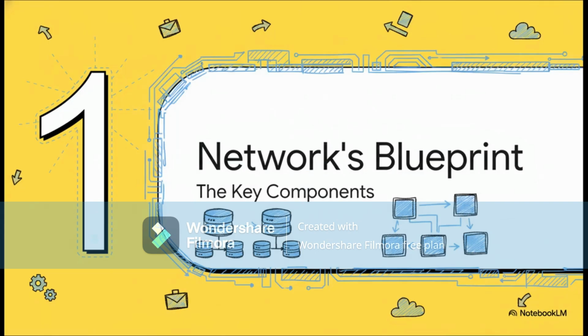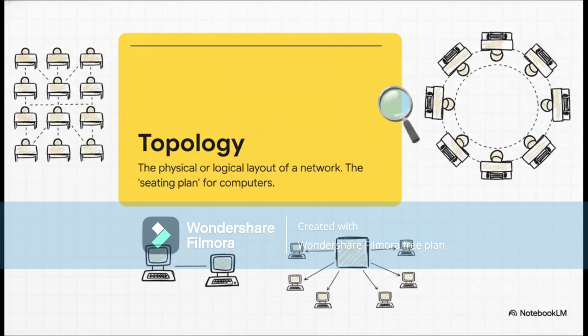So if it's a blueprint, what's actually in it? What are the pieces? Well, it really just boils down to two main things. First up, you've got something called topology. Now, don't let the fancy words scare you. It's just the layout of the network. Seriously, that's it. Think of it like a seating chart for all the computers. It's how they're all arranged and connected to each other.